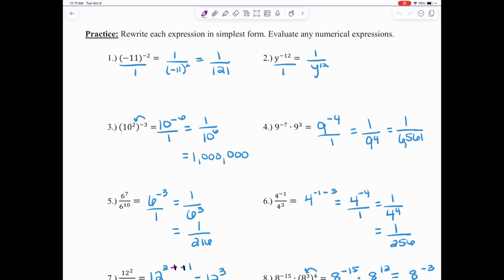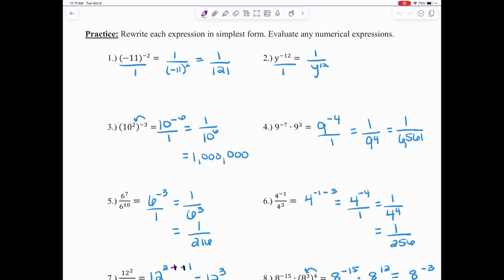In number 2, y to the -12 becomes 1 over y to the +12. Reciprocal, you flipped it. In number 3, you must do power to a power first. So you're going to multiply -3 and 2 to get -6. Then you can put 10 over 1 and flip it. It becomes 1 over 10 to the +6. That exponent changes from negative to positive, which is 1,000,000.